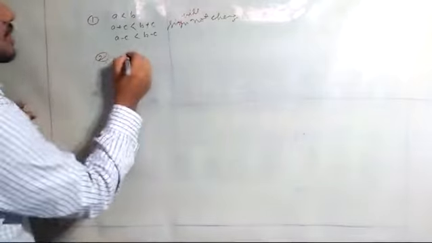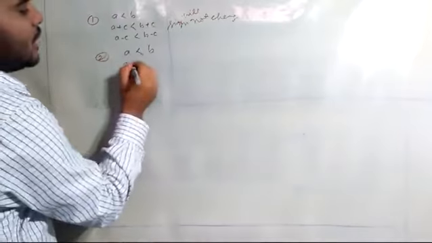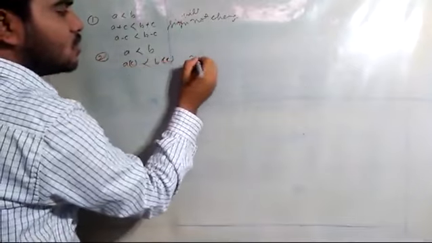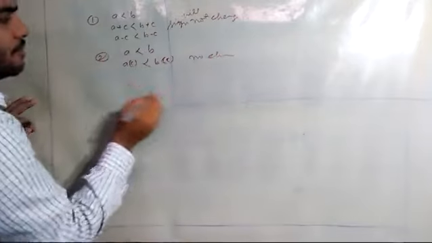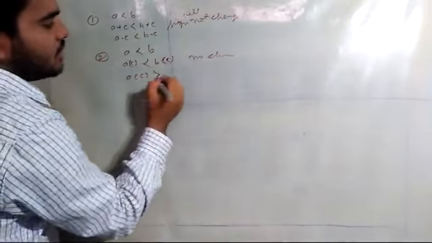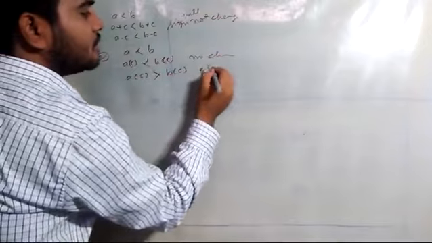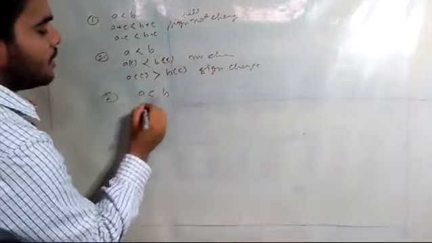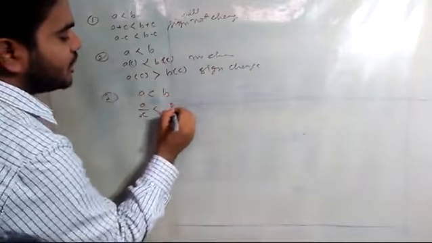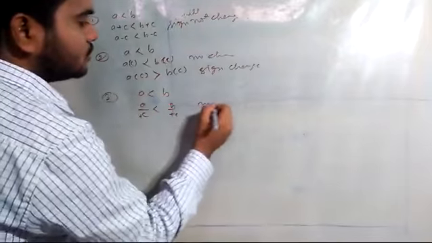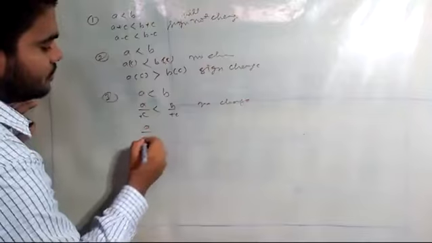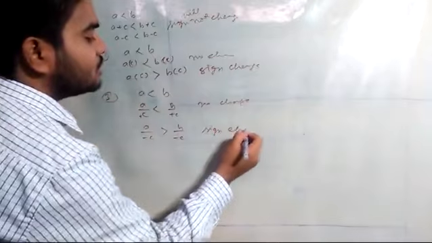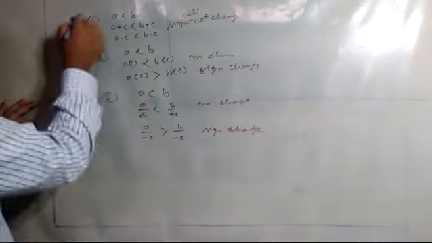Now this is first. Second, if I say A less than B and I multiply by a positive number, then there is no change of sign. When I multiply by a negative number, then again the sign will change. If I divide by a positive number, no sign change. You can practice. If I divide by a negative number, the sign will change.